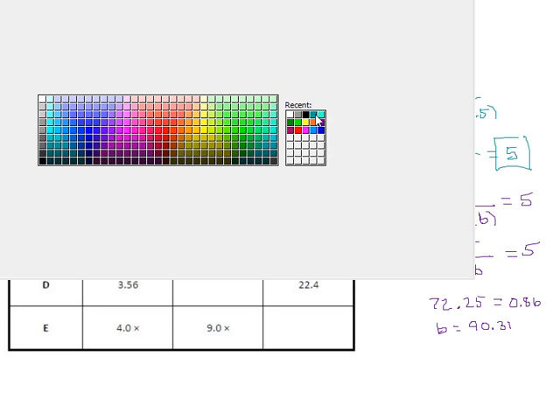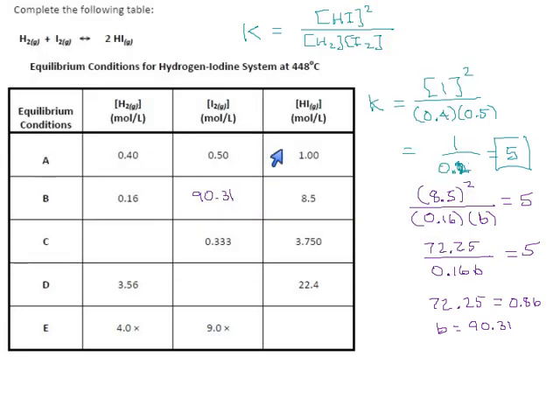When you think you've got a solution, we know that these numbers have to obey the original K, right? So we can take this HI and this iodine and this hydrogen, plug them back into here, and we should get 5. If we do that, here's my check for B.